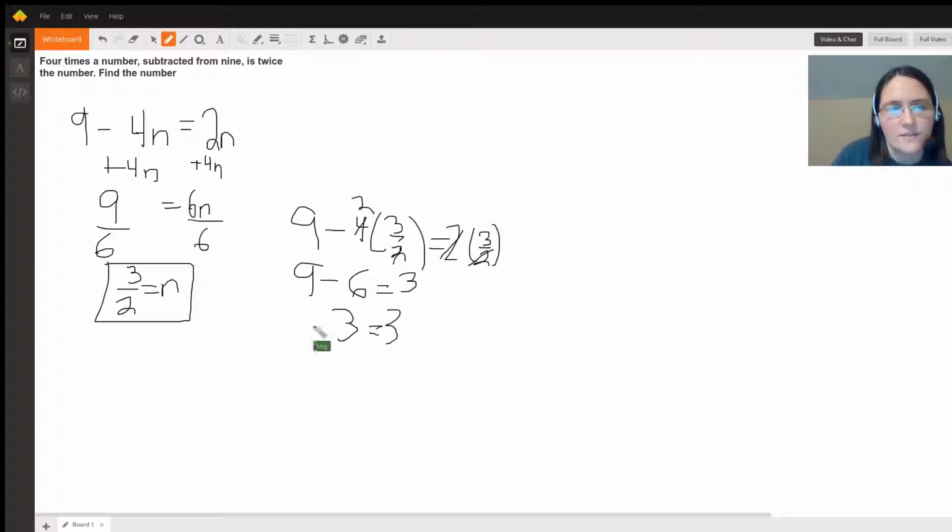3 equals 3, that is true, so this is correct. n is equal to 3 over 2.